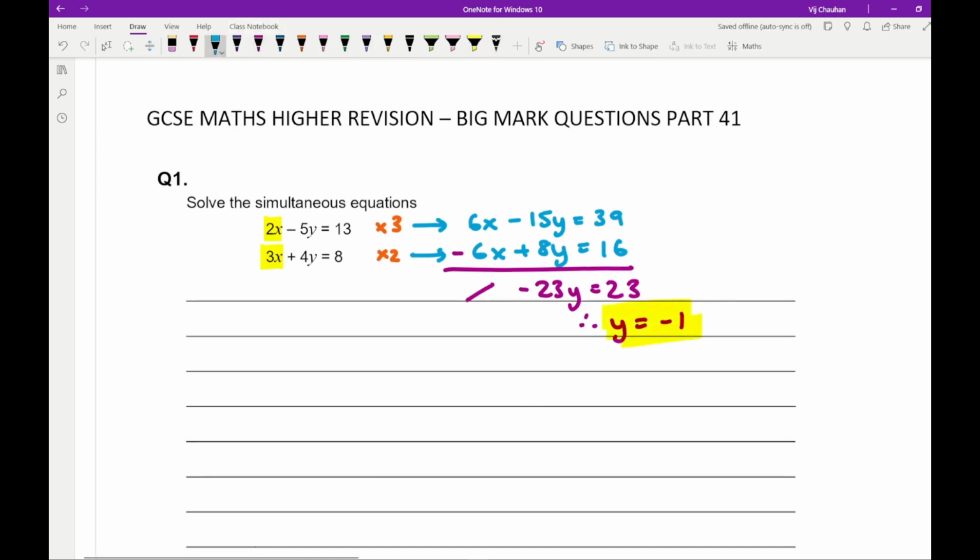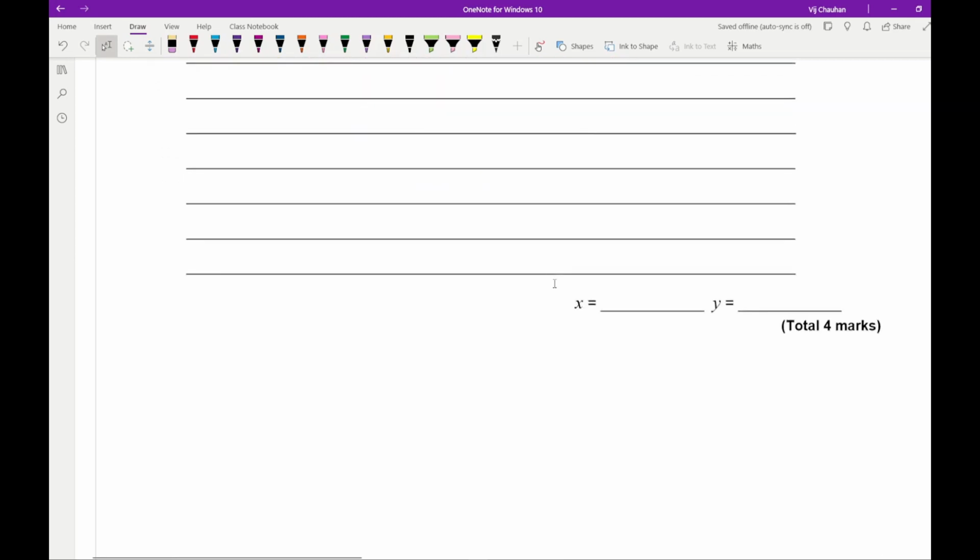Now that we know that y equals minus 1, we can then pick one of the equations. I'm going to go for 2x minus 5y equals 13. We know that y equals minus 1, so I can then work out what 5y is. That's going to give me 2x minus 5 times minus 1, which is positive 5, so that's 2x plus 5 equals 13. Then we take away the 5, which becomes 8, so x equals 4. There I've got my two values. All I need to write in here is x equals 4 and y equals minus 1.